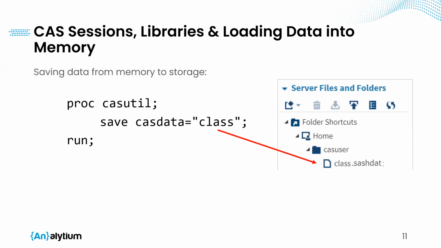You can save data from memory to storage. So obviously when you're in CAS, your tables are in memory, but you can save them down into the CAS user into storage, and notice there that it saves as a SASHDAT format rather than the traditional SAS7BDAT file format, and that's a cloud native format optimized for CAS.